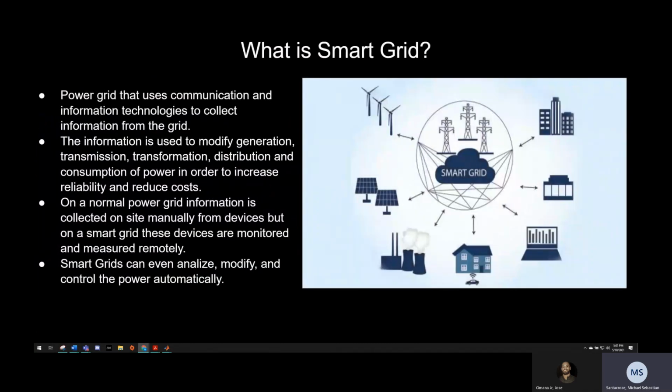So what is smart grid? Smart grid is a power grid that uses communication and information technologies to collect information from the grid. The information is used to modify generation, transmission, transformation, distribution, and consumption of the power in order to increase reliability and reduce costs. On a normal power grid, information is collected on-site manually from devices, but on a smart grid, these devices are monitored and measured remotely. Smart grids can even analyze, modify, and control the power automatically.